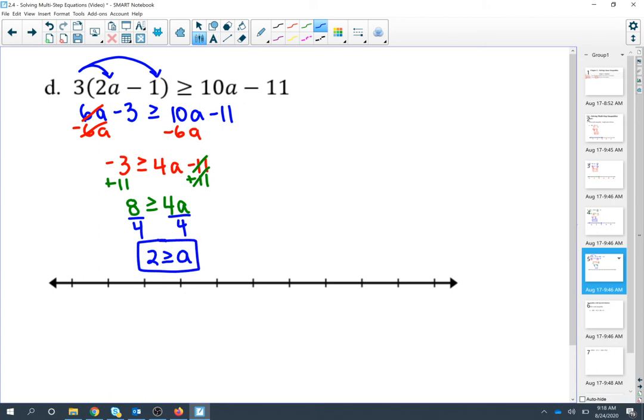Now, in order to graph this one, again, I typically like to switch it so that my variable is on the left. So a is less than or equal to 2. These are the same statement. Label your number line. On the 2, I'm going to put a closed dot because it says equal to, and then it says less than or equal to, so we're going to shade to the left.